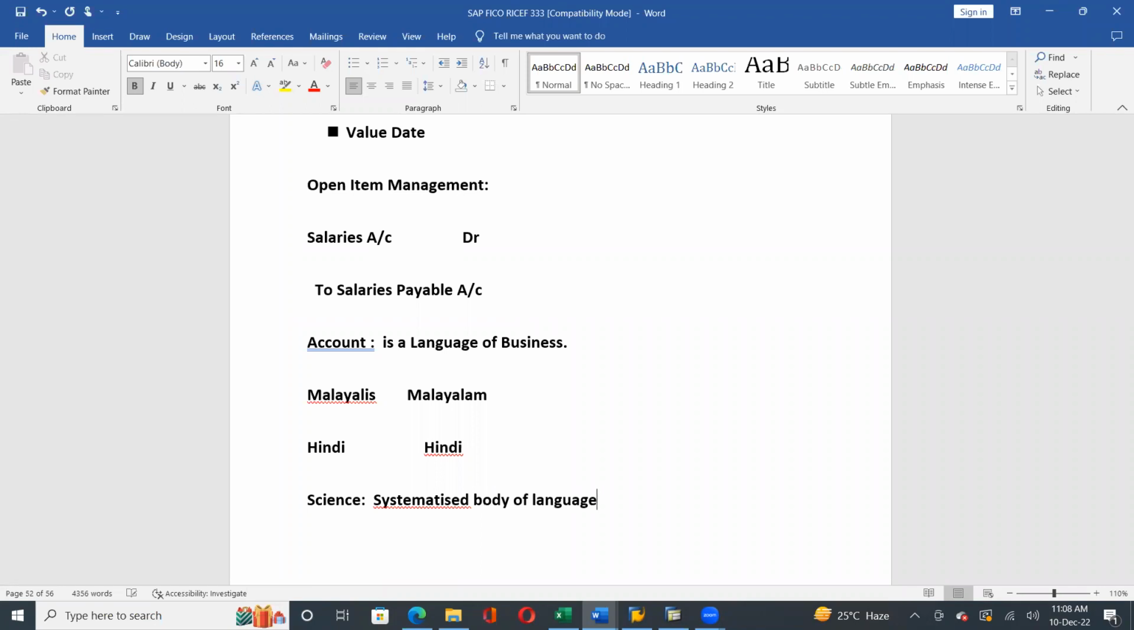See here, systematized body of language. What is science? Science is also a language. What kind of language? A systematized body. Systematized body in the sense of any particular thing. It could be an electronic item, a human, a tree or whatever plantation. Everything is considered a body.